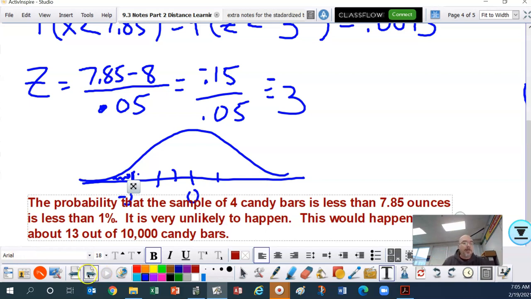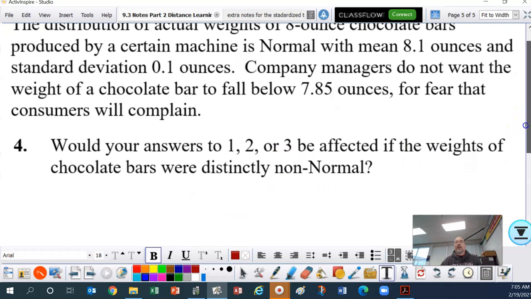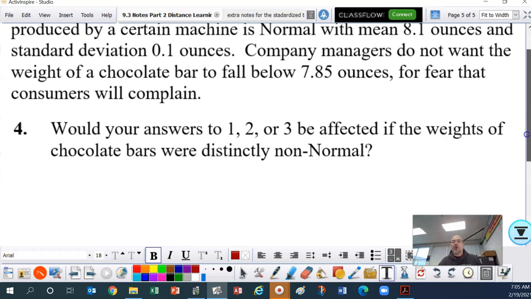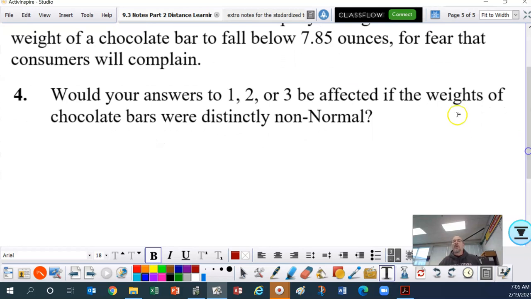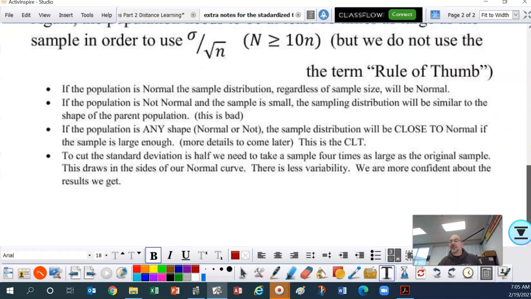All right, let's wrap this up. I'm already at 19 minutes. My goodness. All right, so this one: would your answers to 1, 2, or 3 be affected if the weights of the chocolate bars were distinctly non-normal? Well, yes to all of them, folks. Well, I shouldn't say yes to all of them. Yes to number 1 and 3, because it says here, if the population is not normal and the sample is small, the sampling distribution will be similar to the shape of the parent population. This is bad. That means you cannot rely on your result.